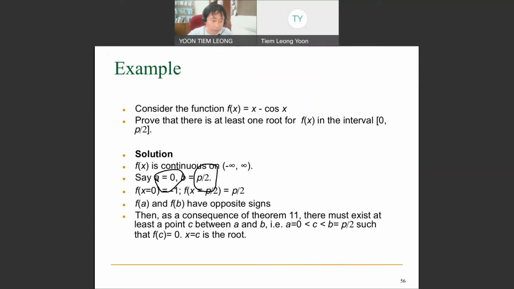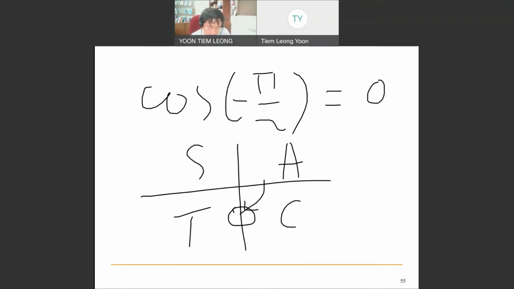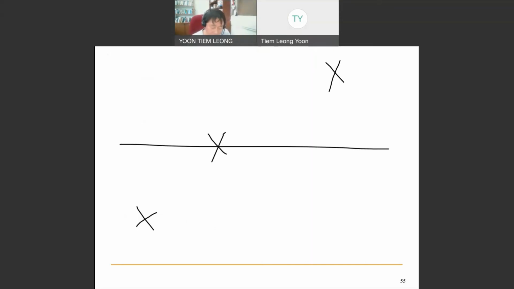So in this example, A is chosen to be 0 and B is chosen as pi over 2, but in the example I showed you, I chose A to be minus pi over 2 and B to be pi over 2. So whatever values you choose as A and B, as long as you compare their signs, and if the signs are opposite, then you are very sure that between the two endpoints, say here you have negative and you have positive, you could have at least one point where a root is found. You could also possibly have multiple roots, right? So the theorem just says at least one.